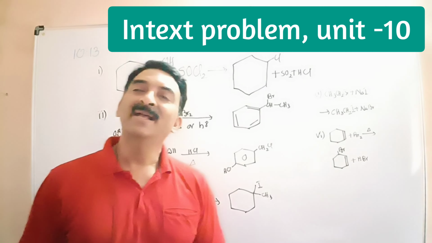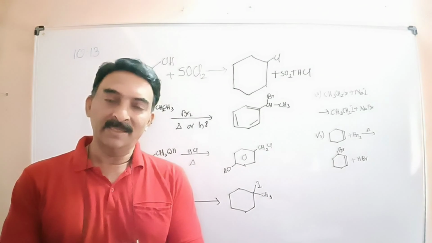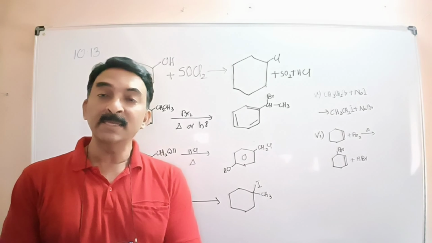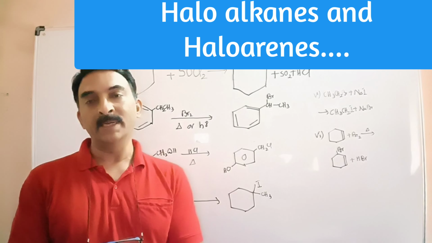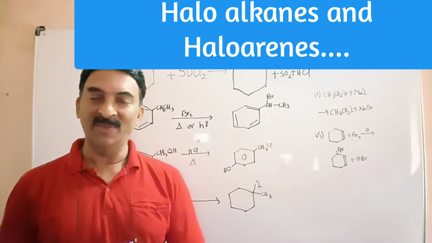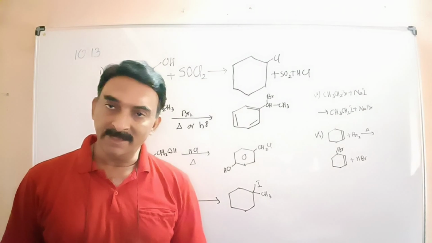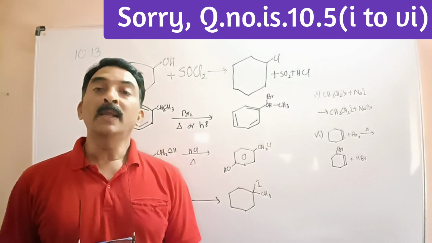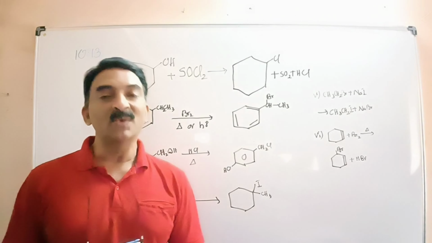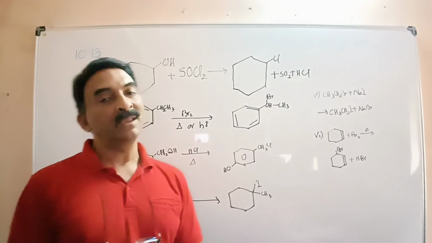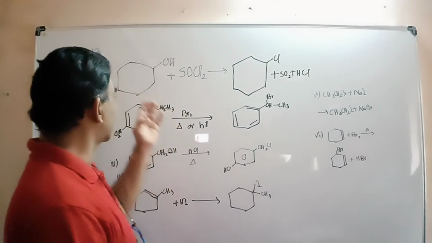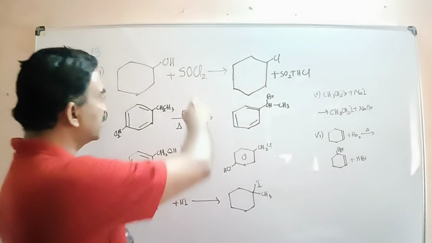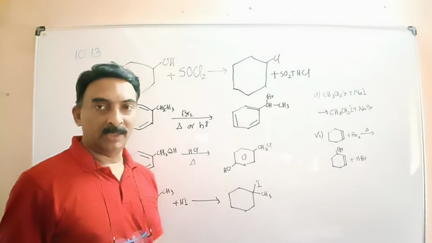Hi friends, here we discuss the next in-text question from Haloalkanes and Haloarenes. Question number is 10.13. In this question, we are asked to find the major monohalo derivative in each of the given reactions. The first reaction, cyclohexanol is treated with thionyl chloride.